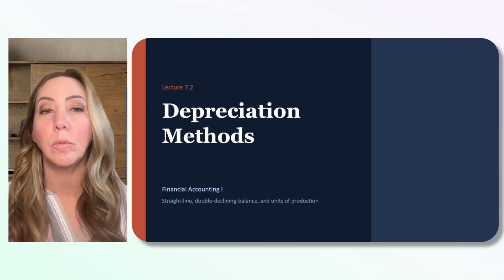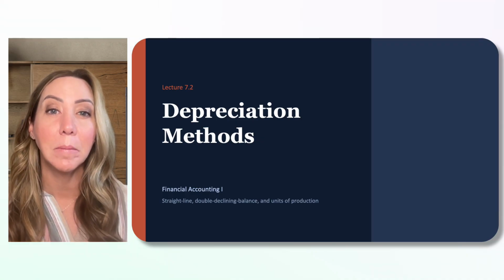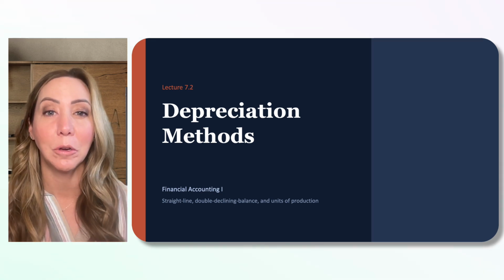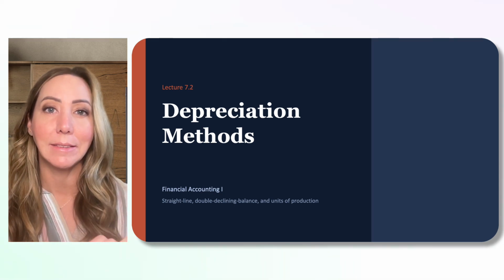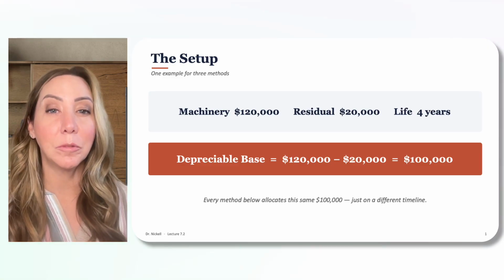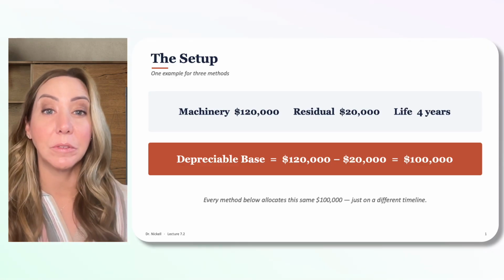You'll also see that no matter which method is used, the same amount of cost is allocated, and at the end of the allocation period, the total amount shown as expense on the income statement is the same. Every method starts in the same place, the depreciable base, which is the cost minus the residual value.